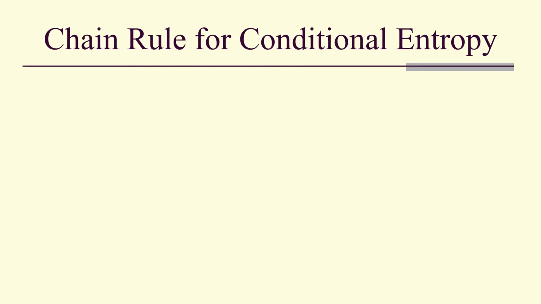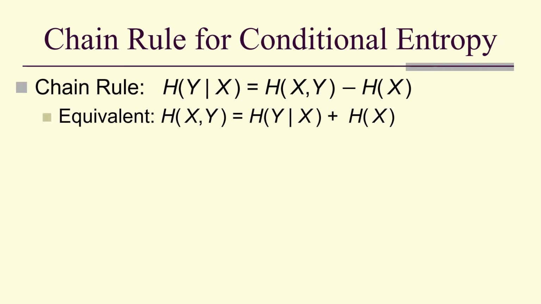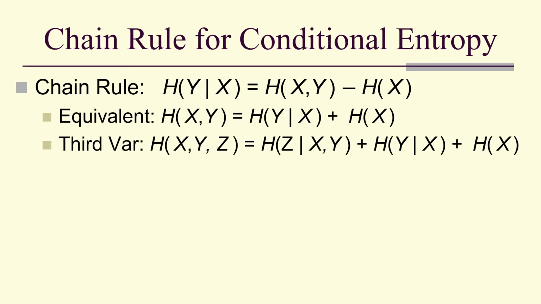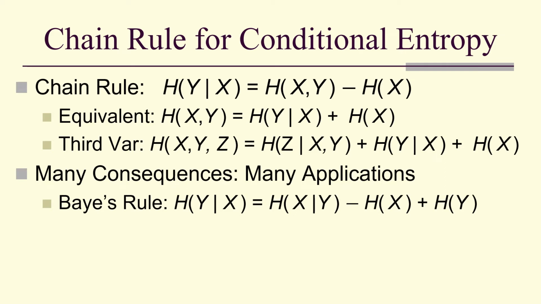So this is what's called the chain rule for conditional entropy. The conditional entropy of Y given capital X is the joint entropy minus the entropy due to capital X. There are many different ways to write it. There's a third variation with 3 variables. There are many consequences and many applications of this chain rule for conditional entropy.